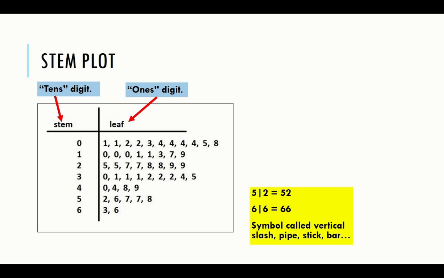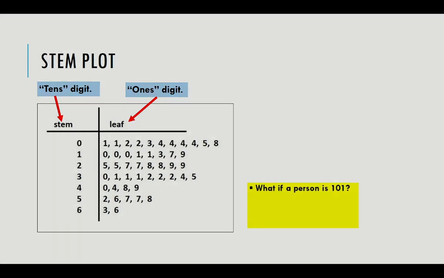So that symbol, I didn't even know what it was called. I had to look it up. And so I've learned that it's called a vertical slash, a pipe, a stick, a bar. I'm probably going to call it a bar. So what if I have a person who's 101 and they move into our apartment complex?